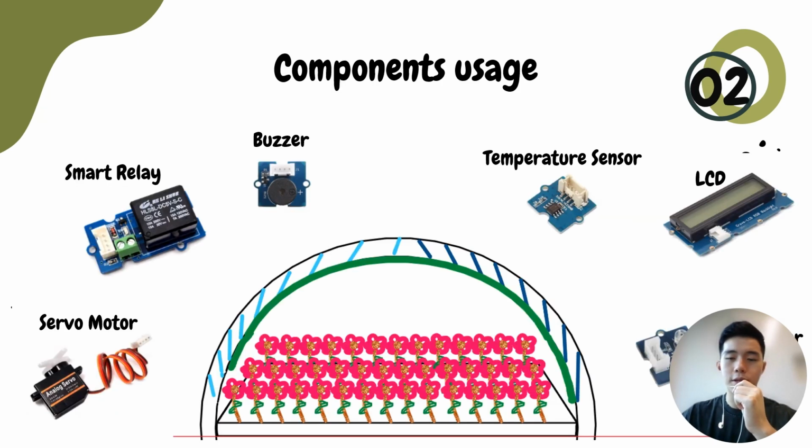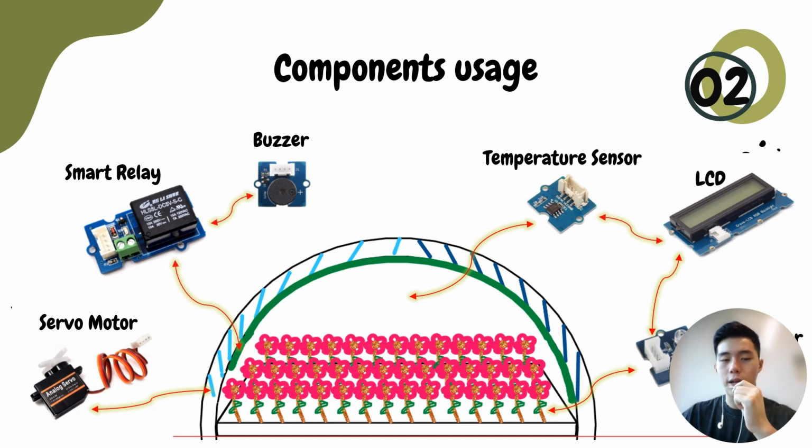Here are the components used. The light sensor is used together with the servo motor to trigger the glass prism mechanism, and it also displays the light lux value on the LCD. Furthermore, the temperature sensor is used to trigger the smart relay, which closes the shutter and triggers the buzzer when it is too hot. And it is also displayed on the LCD.